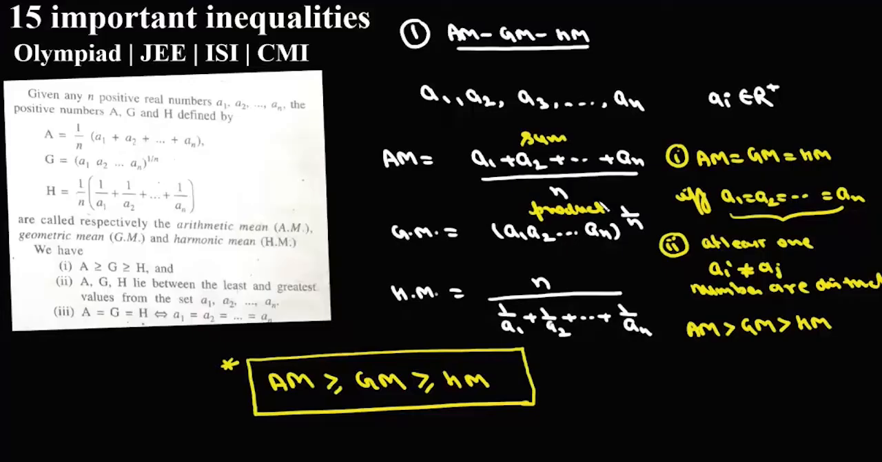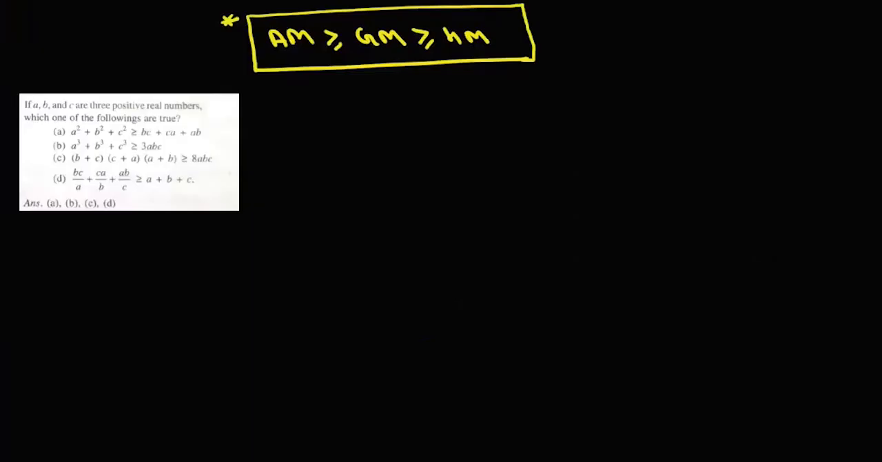Now let us take up some examples. The first question is: if a, b, c are three positive real numbers, so a, b, c are positive reals, then which of the following is or are true? Now this first one is a square plus b square plus c square is greater than or equal to bc plus ca plus ab.